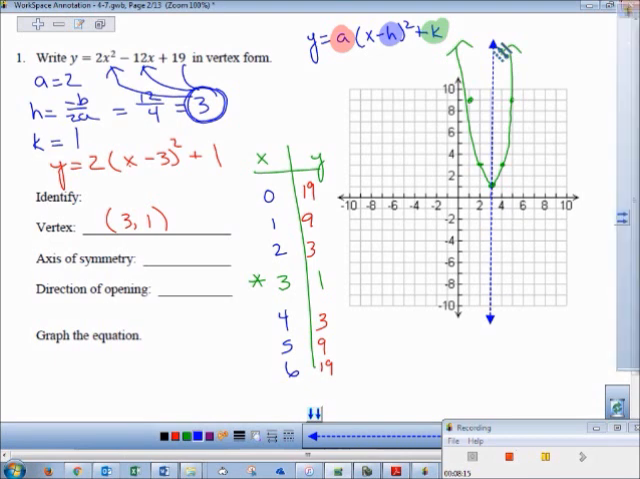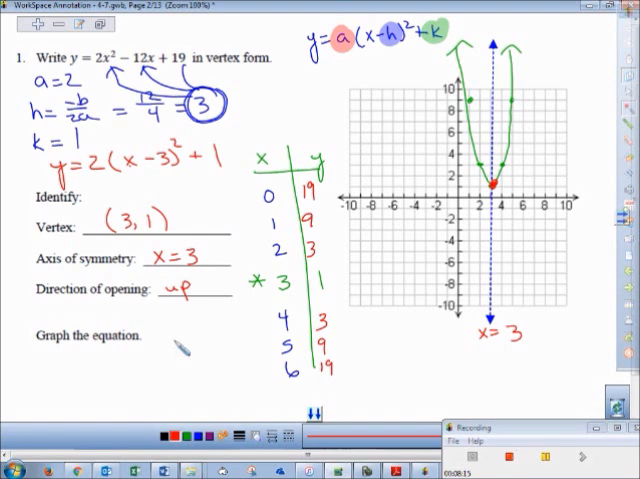What does the equation of any vertical line look like? How many variables are in it? Just one. Which one? X equals. What does x equal? It's the vertex. What does x equal? 3. So the axis of symmetry is not 3. It's x equals 3. It's the line, x equals 3. Direction of opening was what? Up.